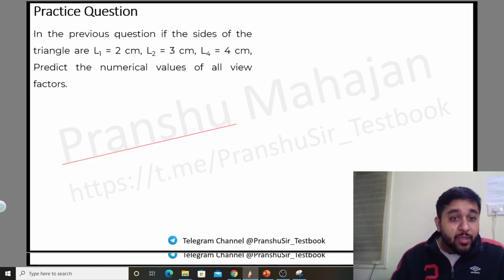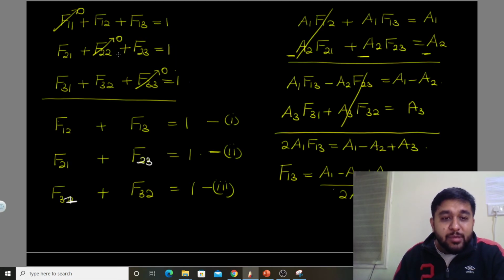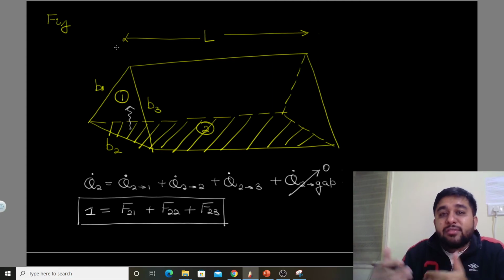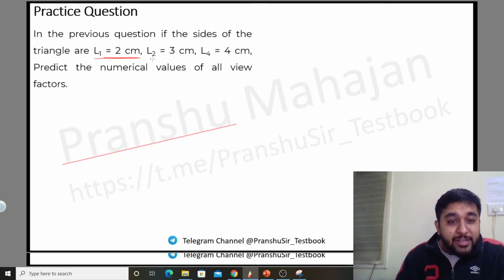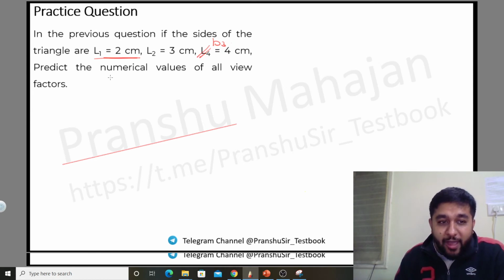In the previous question, if the sides of the triangle are, so in our case, the sides of the triangle were B1, B2, B3, because all 3 surfaces will have the same length and that length is infinite. So in the previous question, if the sides of the triangle are B1, B2, B3, 2 centimeter, 3 centimeter and 4 centimeter, predict the numerical value of all view factors.